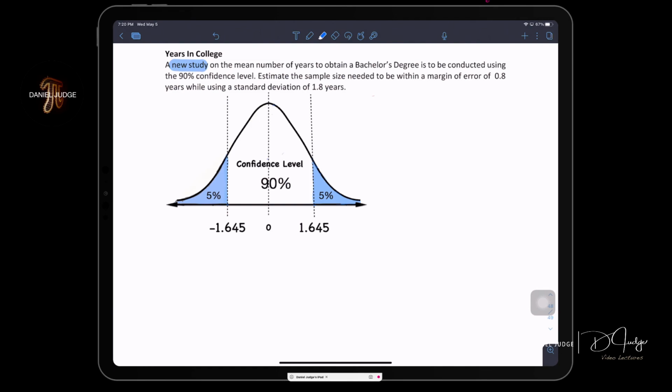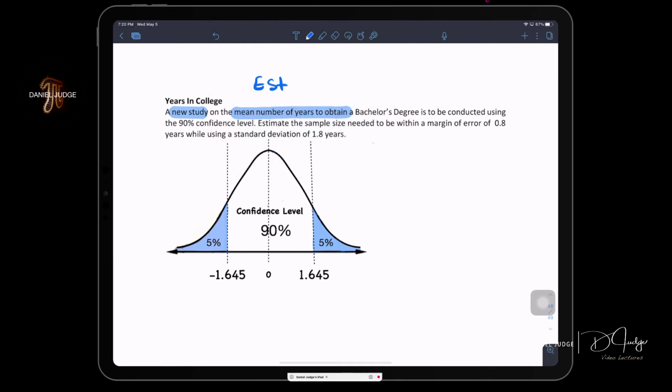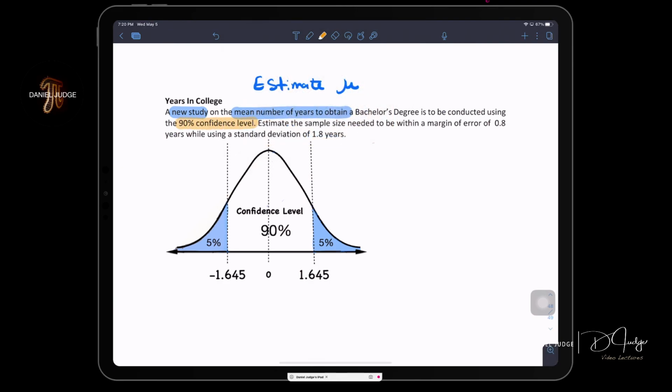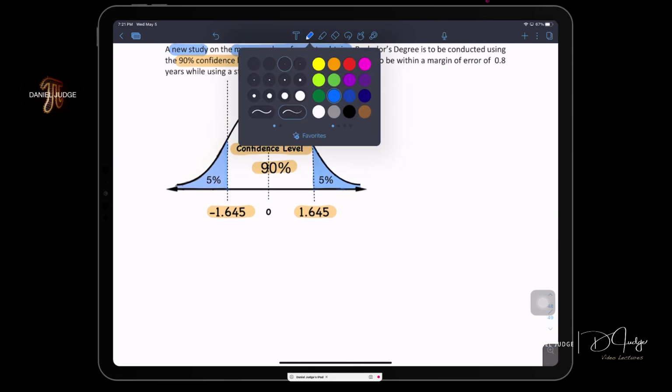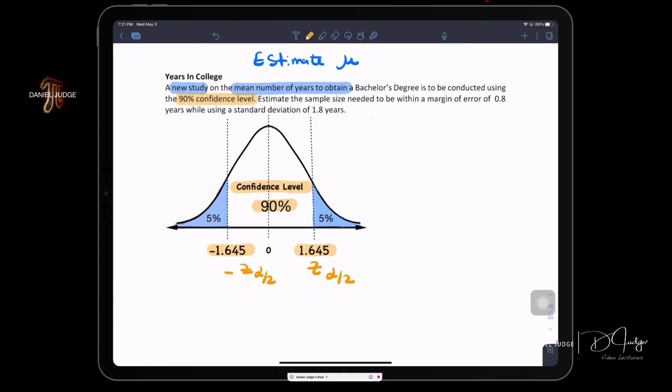New study on the mean number of years. Okay, it's going to be estimate the mean, so it'll be estimate mu. So we want to estimate the mean number of years to obtain a bachelor's degree using the 90% confidence level. So remember, this confidence level is 90%. So we have our Z alpha over 2 values, and that's what that means. It's going to be Z alpha over 2 and minus Z alpha over 2. So you want to use those values.